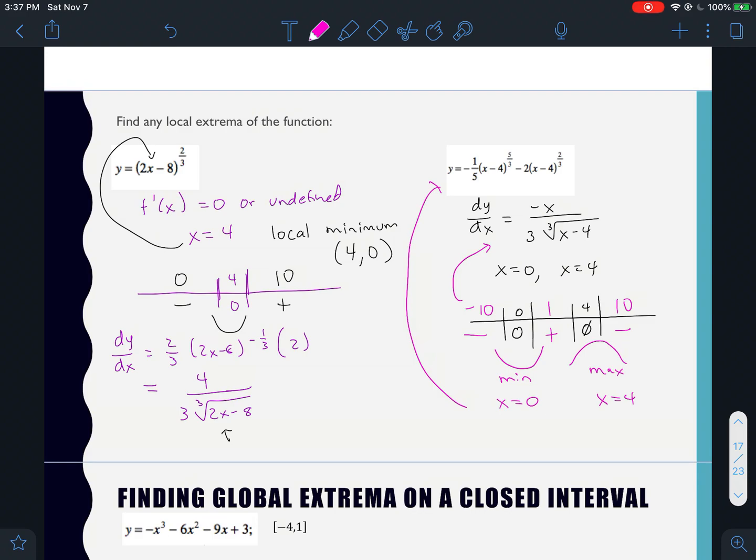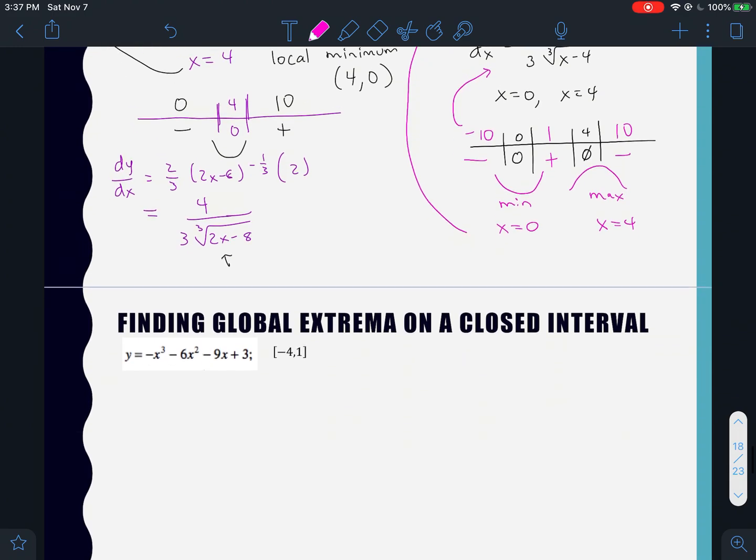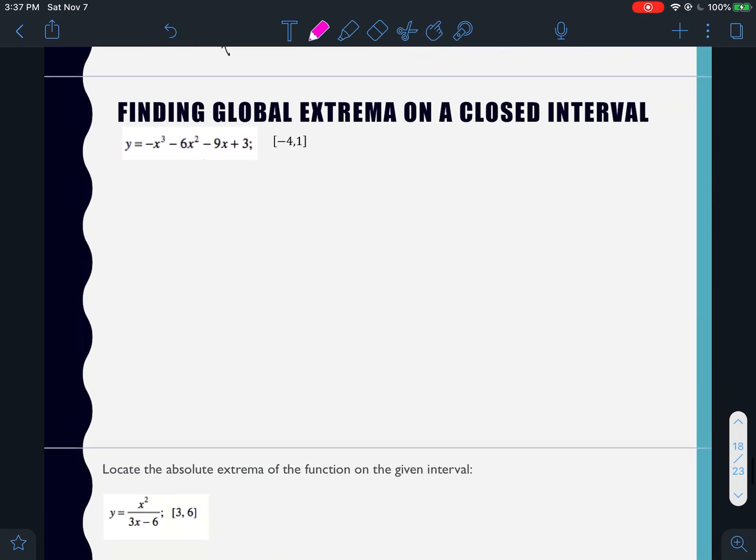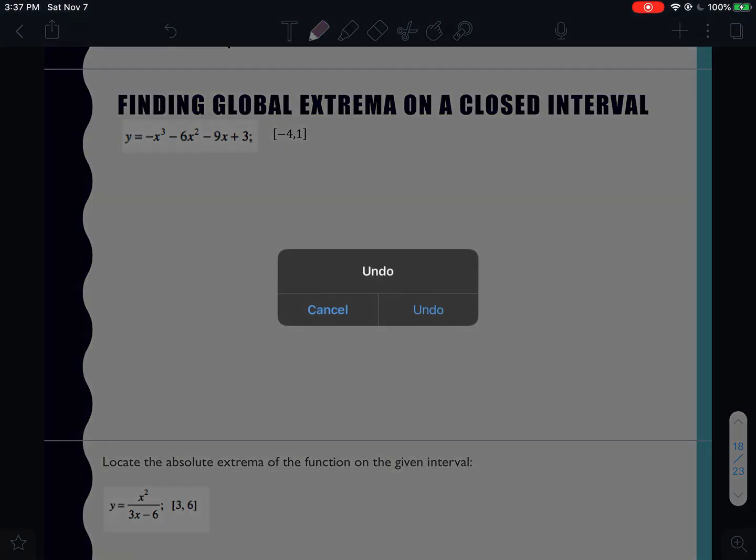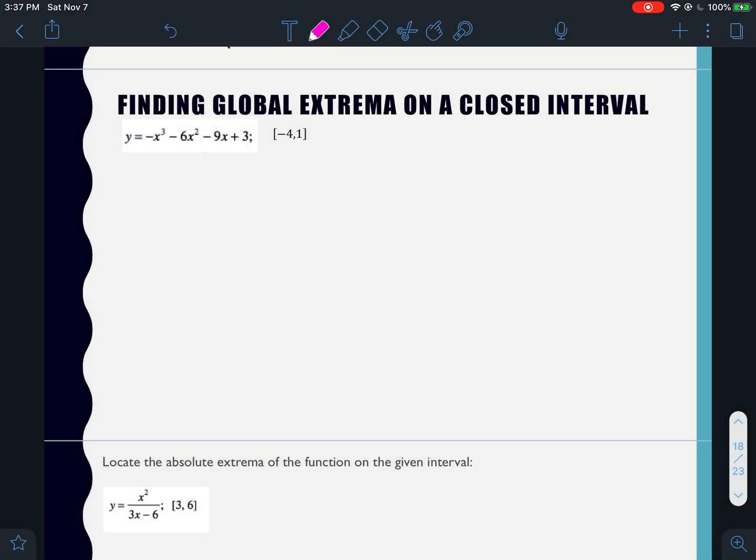So that's how you can find local or relative mins and maxes. Find where the derivative is equal to 0 or undefined, and then make a sign chart to figure out how the derivative is changing signs.